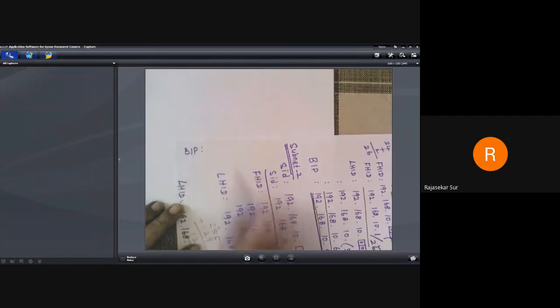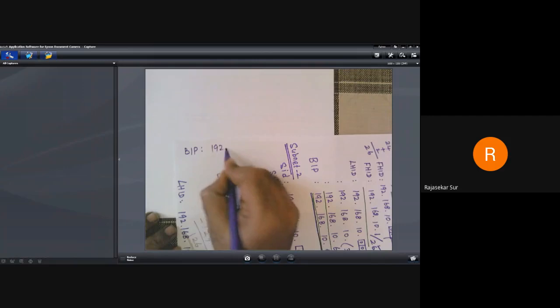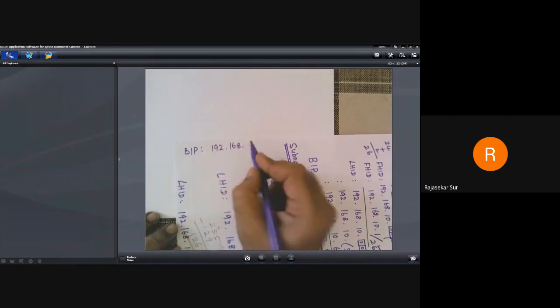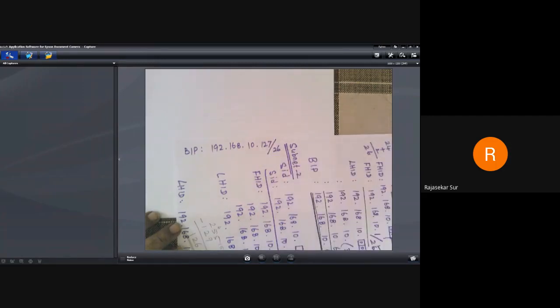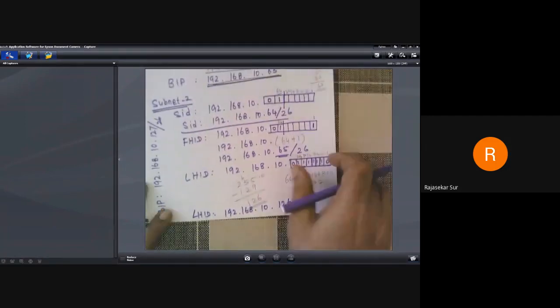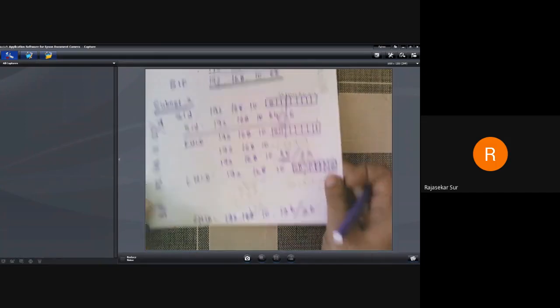What does the broadcast IP address mean? Very simple. You have to add 1. It is 192.168.10.127/26, which is going to be the broadcast IP address. That's it. So this is for the second subnet. We calculated for the second subnet.